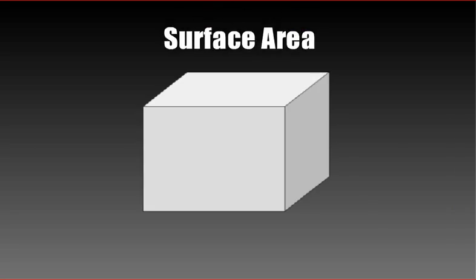Occasionally, they may ask you for the surface area of a cube. Remember that the area of a face of a cube is side squared. You have 6 faces to a cube. So the surface area of a cube is 6s squared.